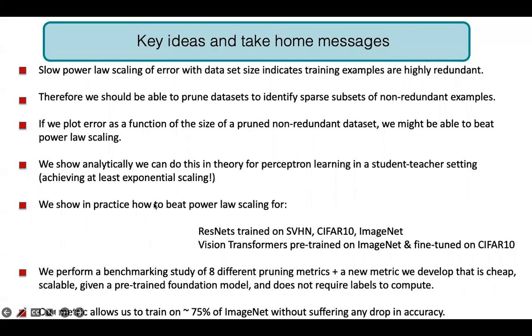And then we show in practice how to beat power law scaling on benchmark vision tasks. For example, ResNets trained on SVHN, CIFAR-10, and ImageNet, and vision transformers pre-trained on ImageNet and fine-tuned on CIFAR-10. And the pruning algorithm matters. So we did a benchmarking study of 8 different pruning algorithms based on different pruning metrics. And we actually developed a new metric that's cheap, scalable, and easy to compute given a pre-trained foundation model. I'll talk about what I mean by that. And it doesn't actually require labels to compute, so it can be done in a self-supervised fashion. And our metric allows us to train on about 75% of ImageNet without suffering any drop in accuracy whatsoever.